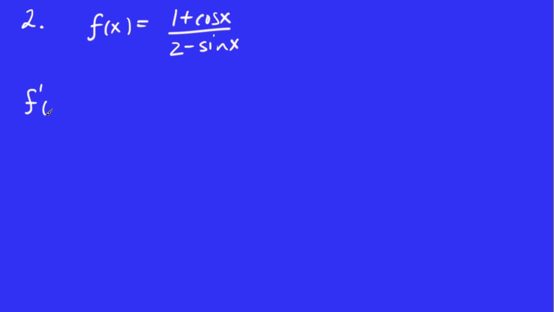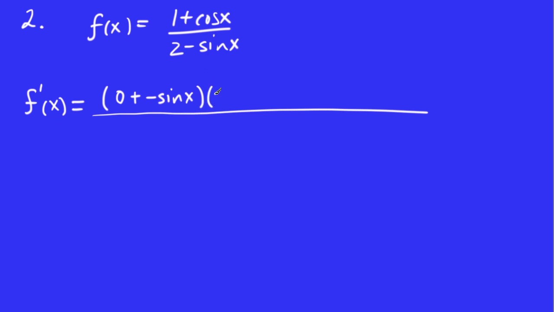How about something like this? f of x equals 1 plus cos x all over 2 minus sine x. That's a quotient, so to find the derivative, we use the quotient rule. So the quotient rule says to do the derivative of the top, which is 0 plus, what's the derivative of cos x? Minus sine x.